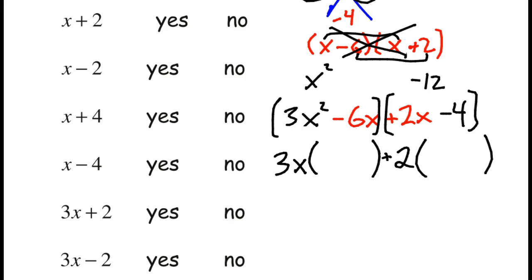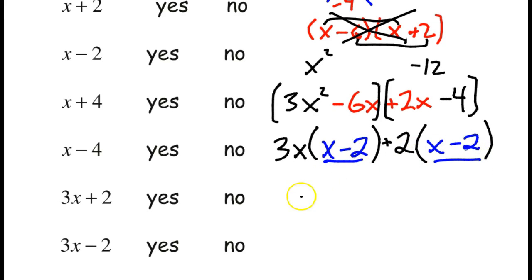And then what should happen is when you do this, you should get the same thing for both of these. So if you take out a 3 from here and here, you'll get an x. If you take out a 3 from here, you'll get a 2. If you take out a 2 from here, you'll get an x. If you take out a 2 from here, you get a 2. So you see how you get the same thing here. So my two factors are x minus 2 and then 3x plus 2.